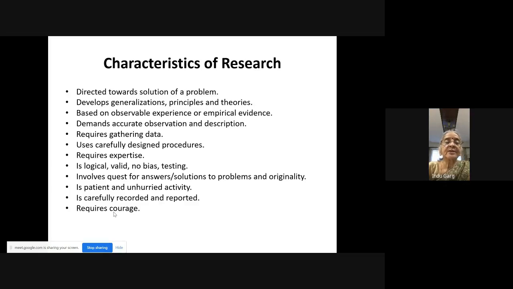And of course, research requires logical, valid, non-biased testing. You don't have to be biased, otherwise you bring in subjectivity. As I told you, you have to be objective. No feelings, no emotions. No biases, no prejudices, absolutely left aside. And then only based on logic, validity, and testing. That is what research is all about, and this is one of the very important characteristics of research. And of course, earlier I said it involves a quest for answers, solutions to problems.